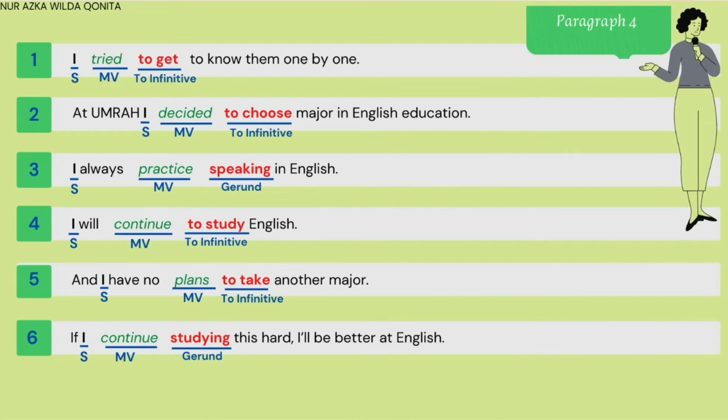So number 1, the sentence is, I try to get to know them one by one. So I in here is the subject, try in here is the main verb, and to get in here is the to infinitive. Number 2, at Umrah, I decided to choose major in English education.